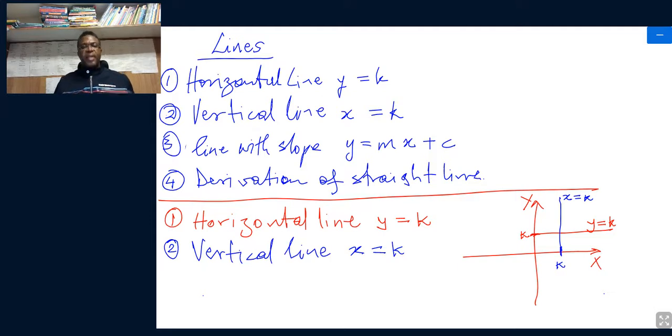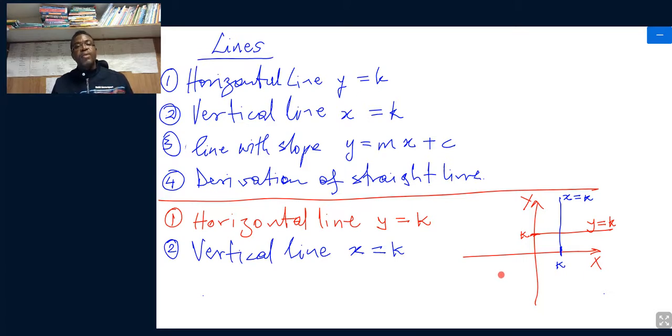Horizontal line, straightforward. You can see it's written in red here. A horizontal line is y equals k. So along the y-axis we have value k. K could be 1 or 2 or 3. It could be any value. I just selected k arbitrarily, right? And I draw a straight line that is parallel to the x-axis. And this line is a horizontal line. It is y equal to k.